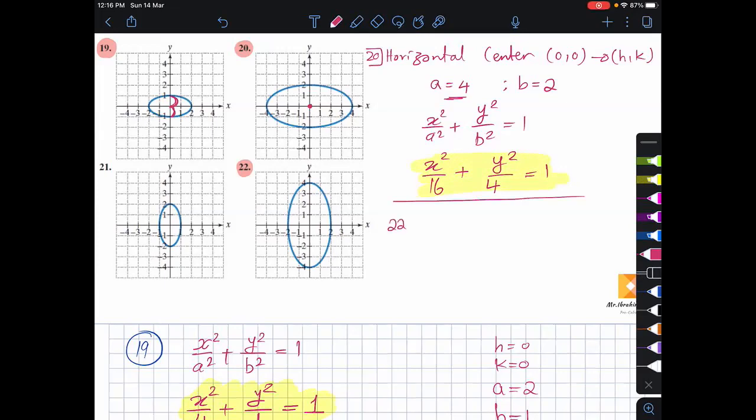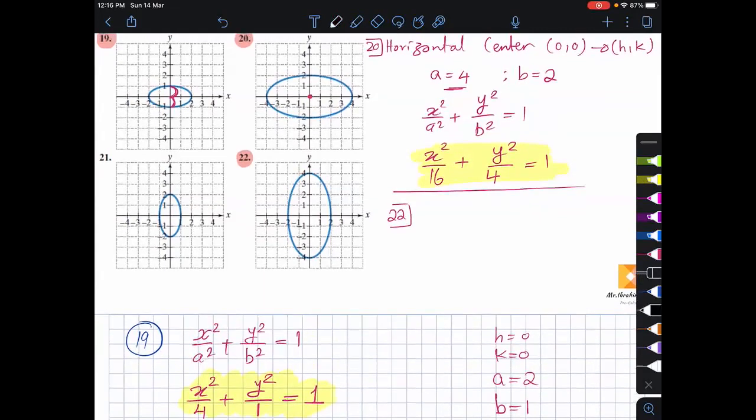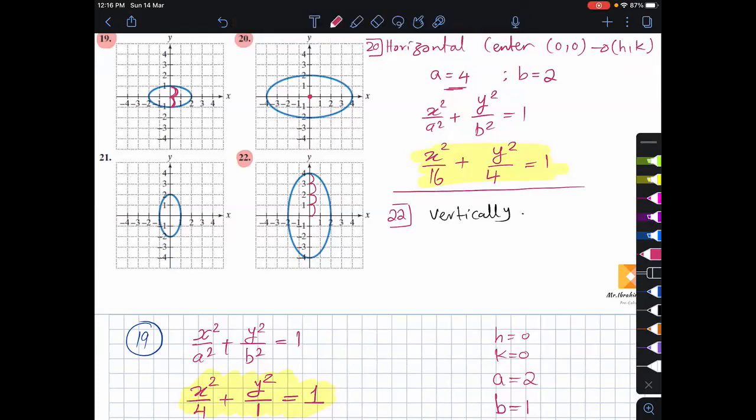In question 22, it's the opposite. Here we say it's a vertical ellipse first. Because it's vertical, what is a? We have to count vertically from the center: 1, 2, 3, 4. So a is equal to 4. And b equals 2. Where is b, guys? From the center, 1, 2 to the right and 2 to the left.